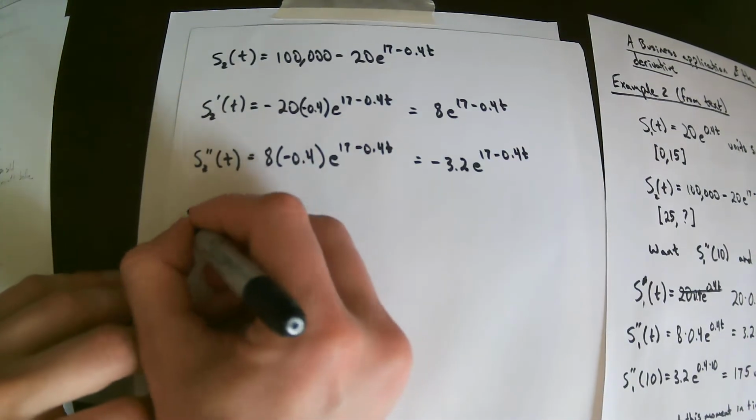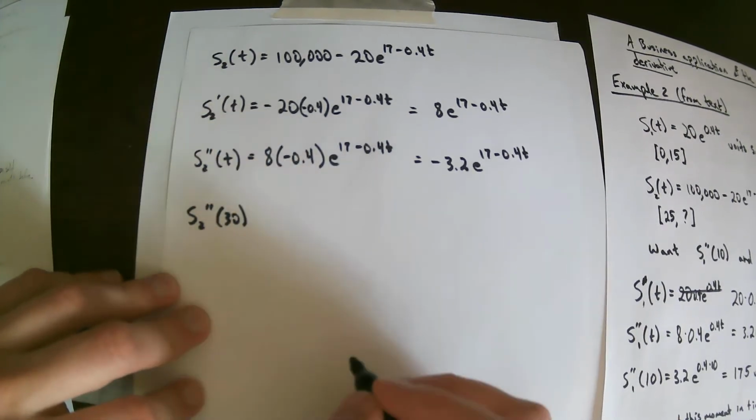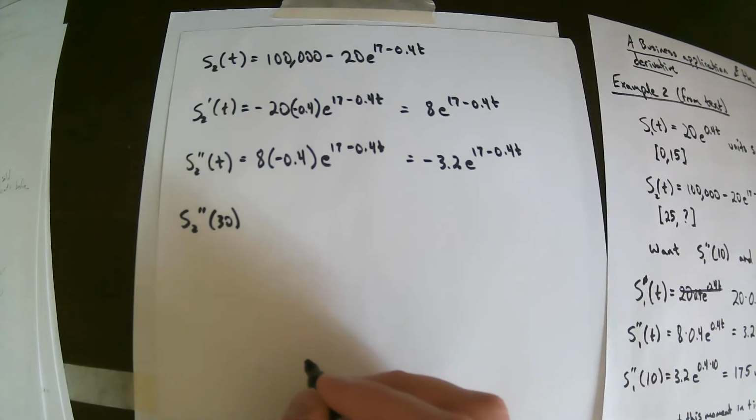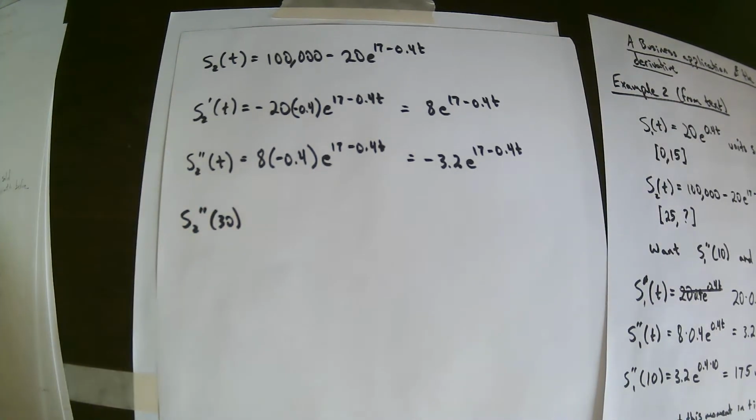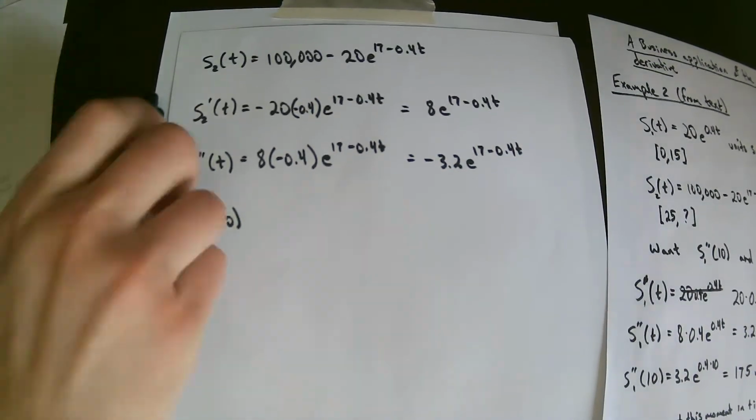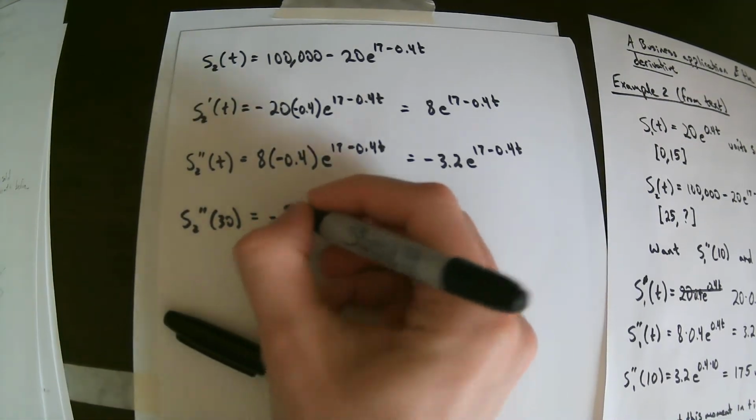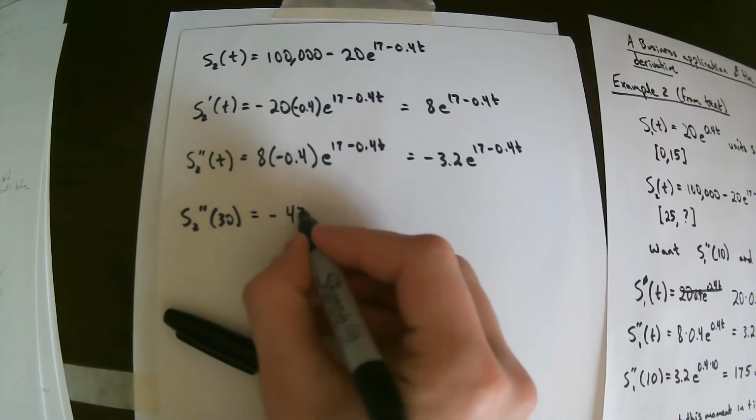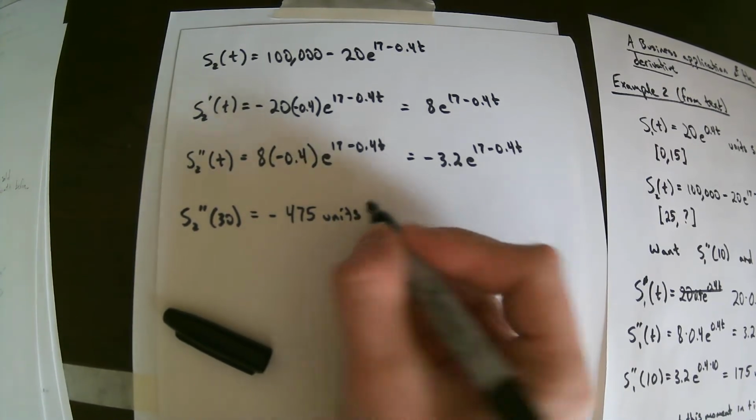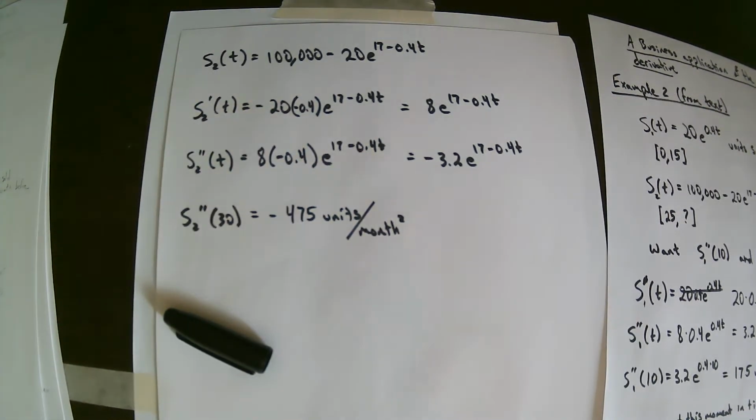We want to know the acceleration of sales at the 30-month mark, right? Was it 30? No, 25. I have 25 written down, but I think the book said 30. Yeah, 30. So we're going to plug that in, and we get roughly negative, what do we get? 475 units sold per month squared.